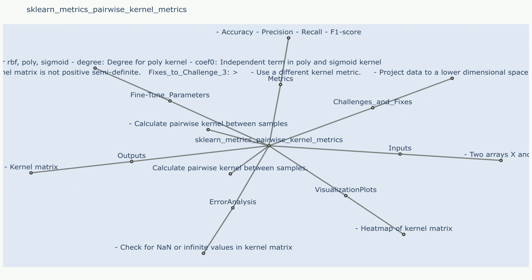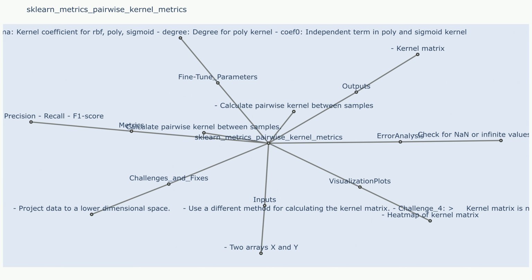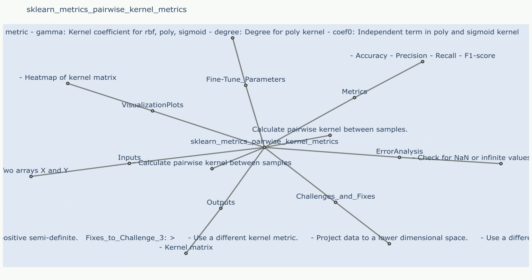Challenge 2. Choosing the right kernel. Selecting the appropriate kernel for a given problem can be crucial for model performance. Sample use case. Using a linear kernel for data that is highly nonlinear. Fixes. Cross-validation. Use techniques like cross-validation to evaluate different kernels and their parameters. Domain knowledge. Utilize domain knowledge to guide kernel selection.